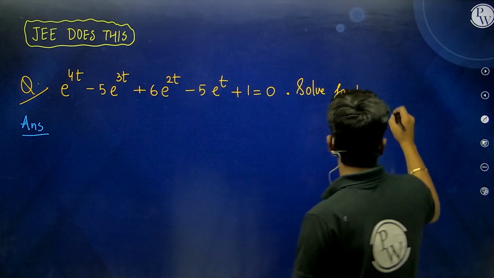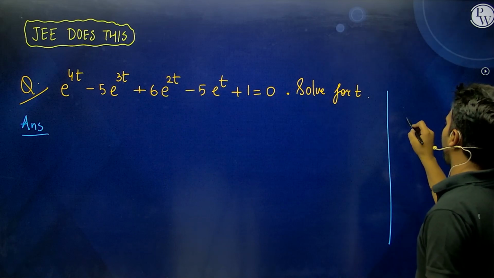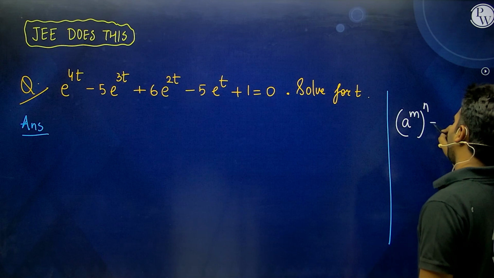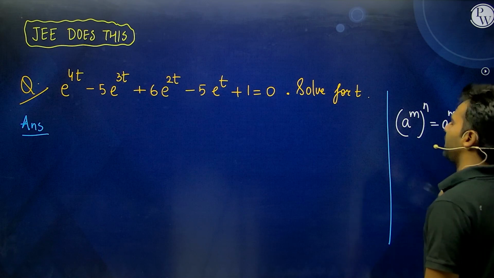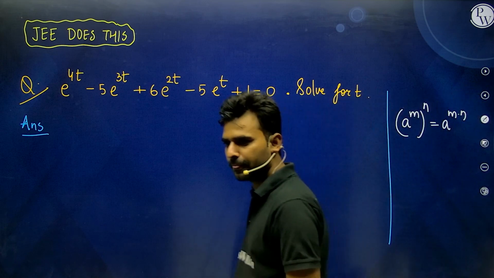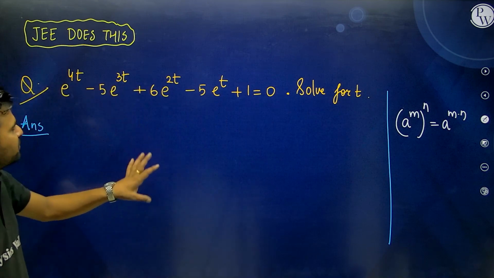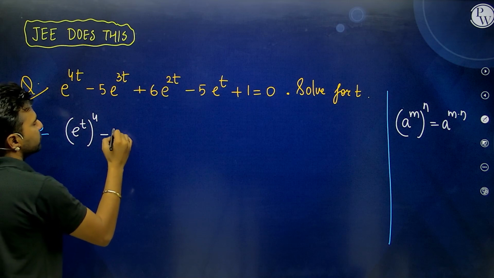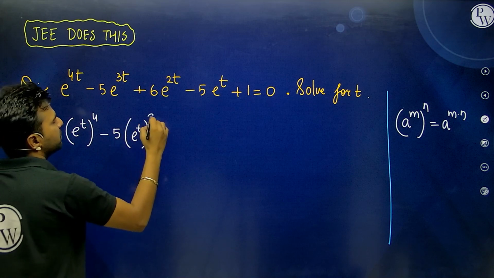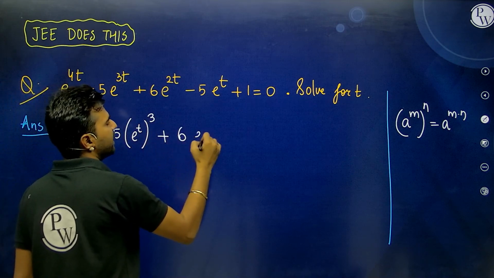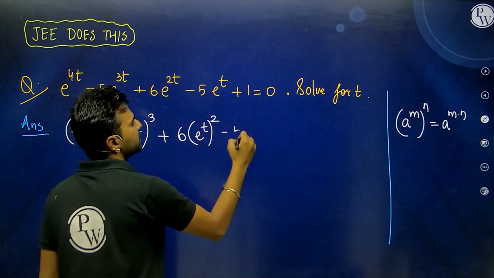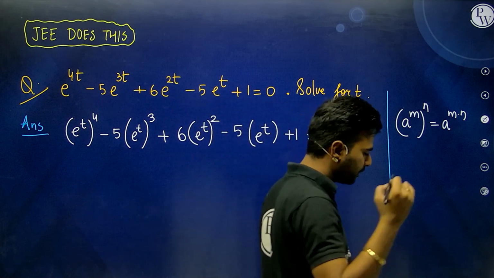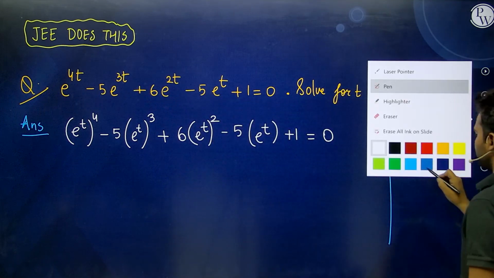Because I hope you know that a to the power m, the whole to the power n, can be rewritten as a to the power m times n. Yes or no? You know this? Can you now observe that this can be written as (e to the power t) to the whole power 4 minus 5 into (e to the power t) to the whole power 3, then (e to the power t) to the whole power 2 minus 5 into e to the power t plus 1? Can you now observe that e to the power t is coming again and again in the problem?